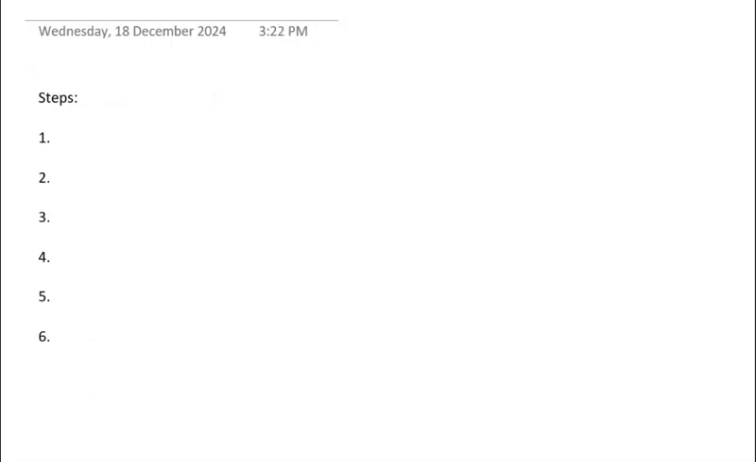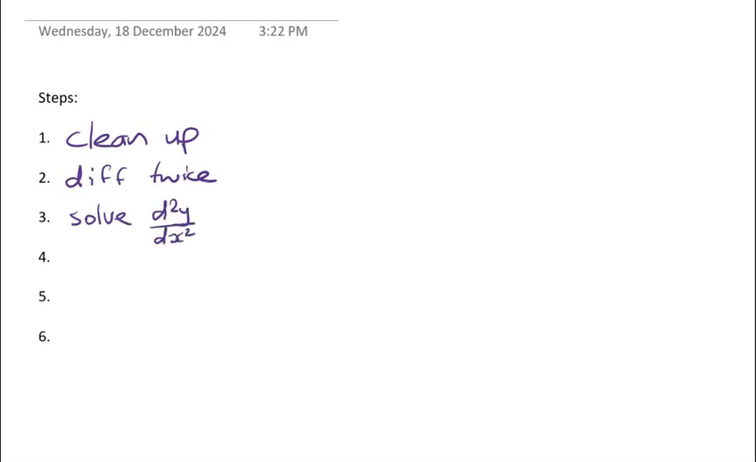Okay, so the 6 steps that I had were, first of all, we need to clean up the function because we've got an x in the denominator that we can simplify. The second thing we need to do, because we're finding a point of inflection, is we're going to differentiate the function twice. And after we've done that, we're going to solve the second derivative equaling 0, because we need that to have a point of inflection.